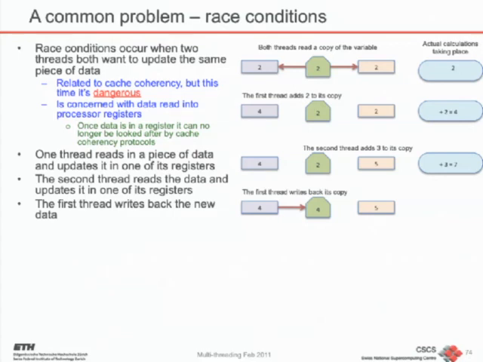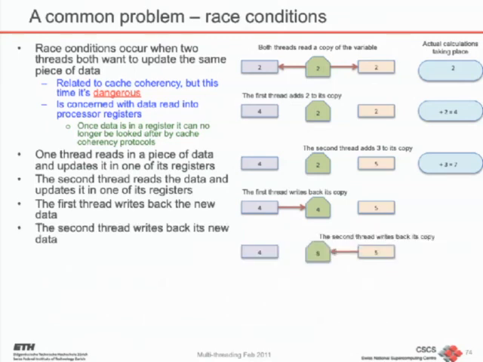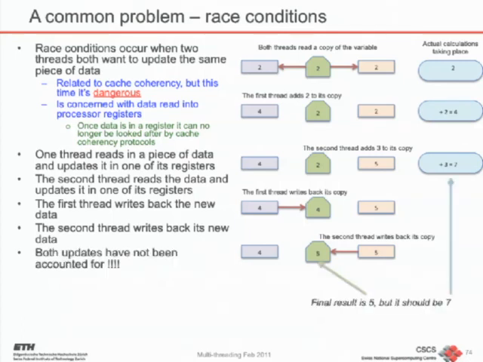So the first thread will write back the new data, and it will put 4 into memory. Memory's been updated. But the second one comes out of its room, oblivious to what the other thread's been doing, says, well, I've done the calculation you asked me to do, and puts 5 into the memory. And so we end up with a memory location that has a result of 5, but there were 2 calculations going on. We should have got 7. This is what we call a race condition. Both the updates have not been accounted for. Both of them are racing to do their calculations and racing for the data.